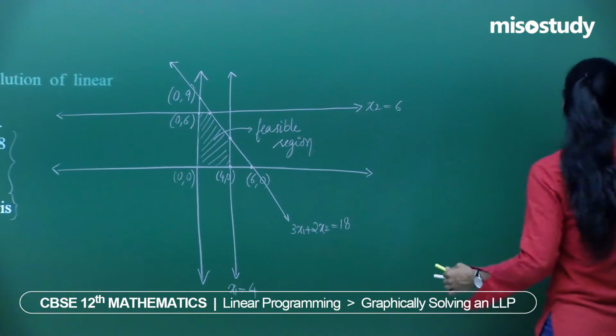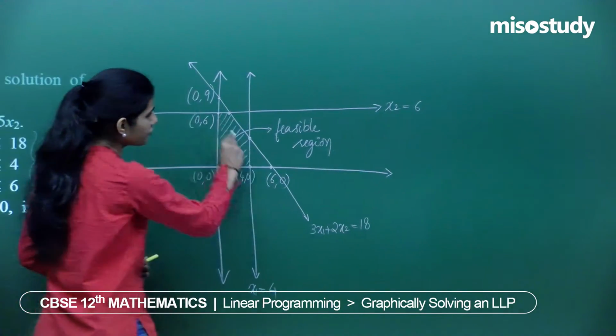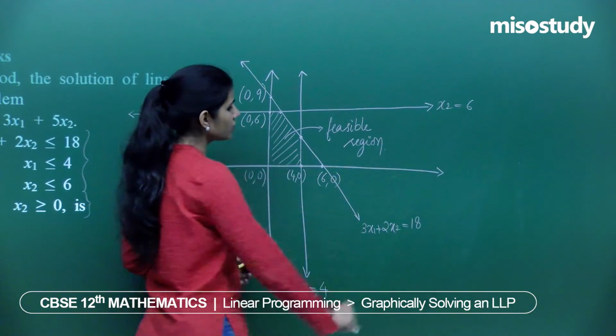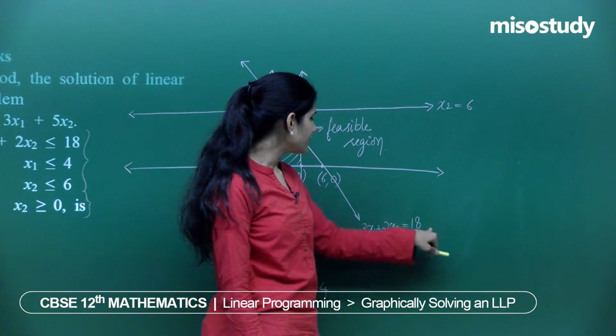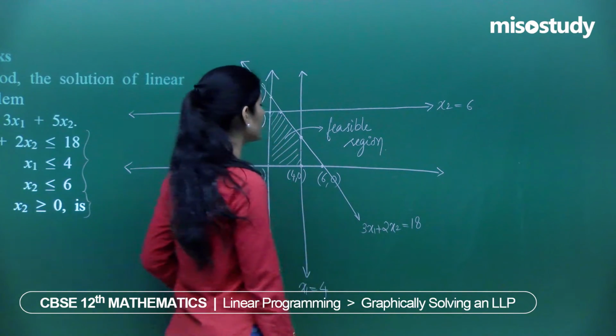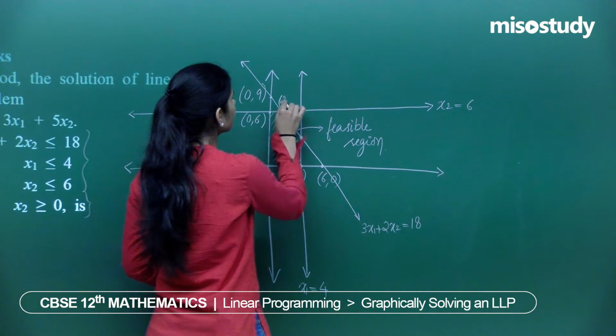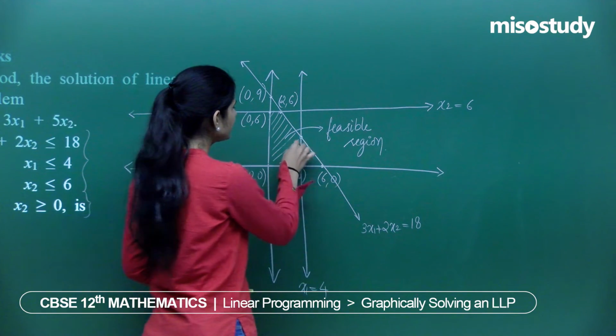So let's do that. What is this? This is the intersection of 3x1 plus 2x2 equals 18 and x2 equals 6. If you put x2 equals 6, you get 6 into 2, 12. 18 minus 12 is 6. 6 upon 3 is 2. So x1 is 2, comma 6.